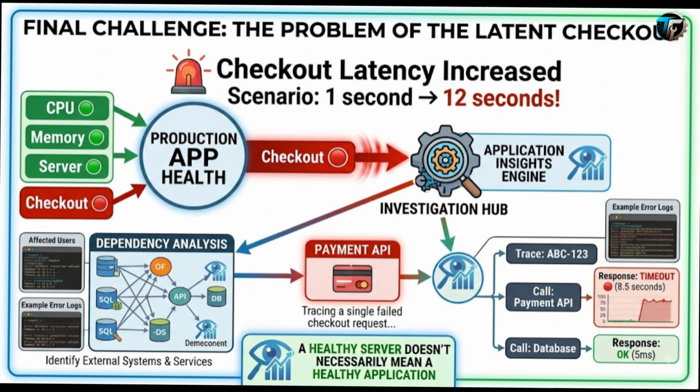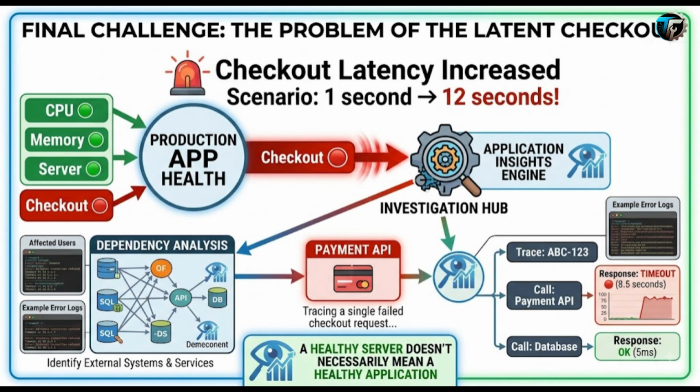Let's finish with an architect challenge. Your checkout API normally responds in 1 second. Suddenly, it takes 12 seconds. CPU is normal. Memory is normal. The servers are healthy. So where would you look? Don't just look at infrastructure metrics. Investigate the application. Look at requests. Look at dependencies. Look at traces. Find the component responsible for the delay. That's the power of application observability. And remember, a healthy server doesn't necessarily mean a healthy application.